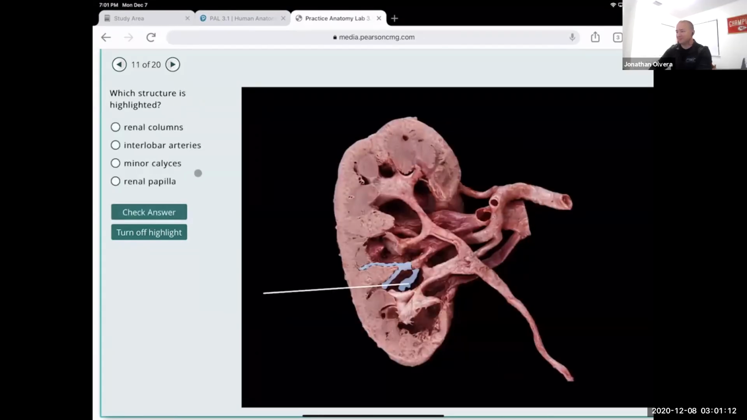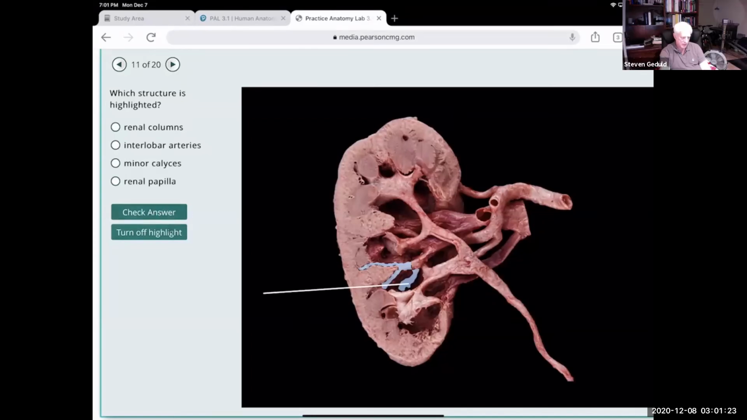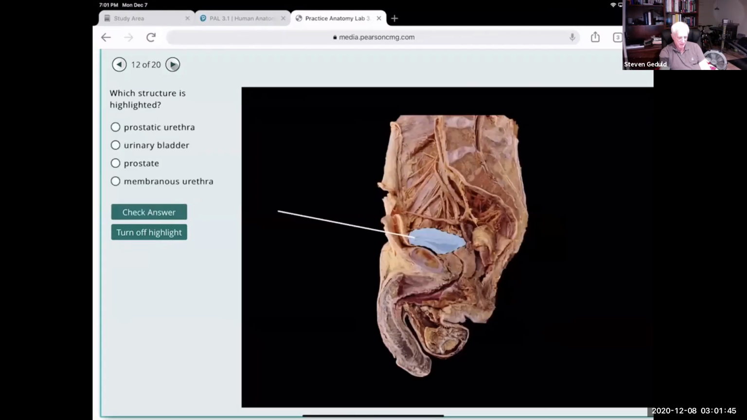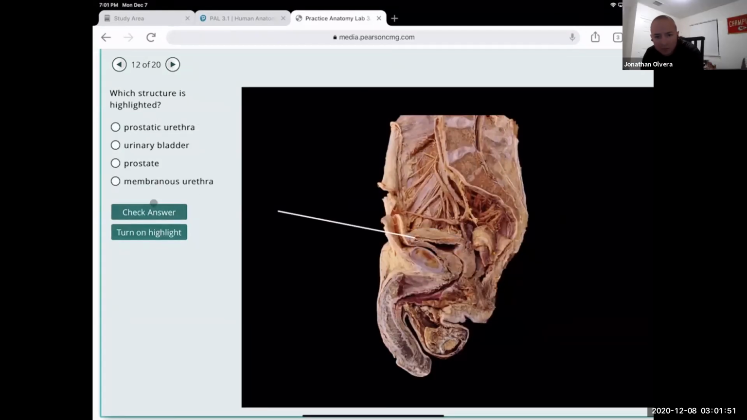All right. What structure is highlighted? Okay, those look like, let's see. I turn them off. Interlobulars. The interlobular arteries. Perfect. I'm going to pronounce it like that from now on. All right. 12. What structure is this? Urinary bladder. Yep, that's the urinary bladder.